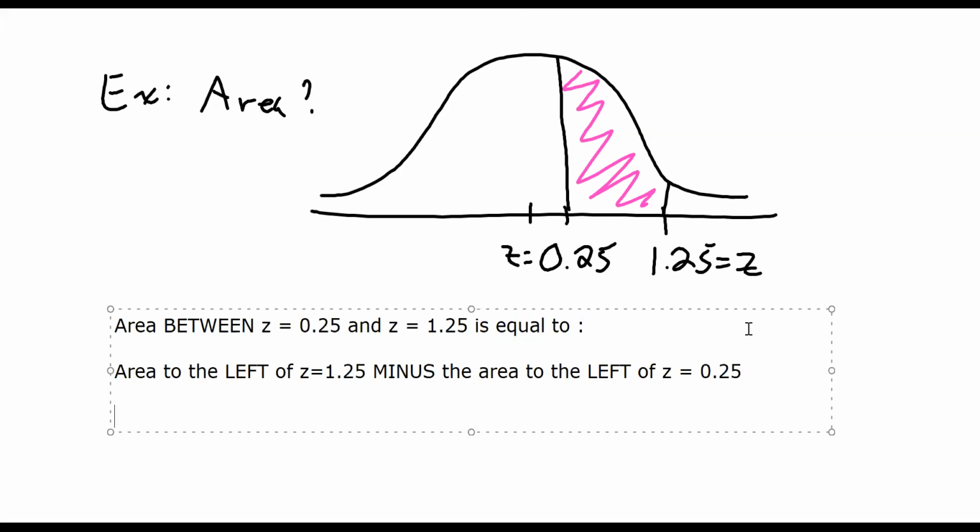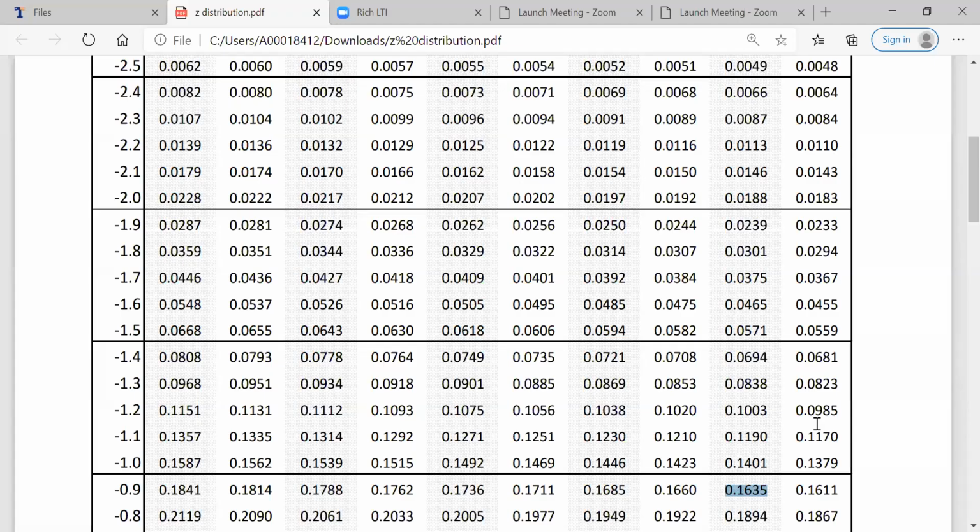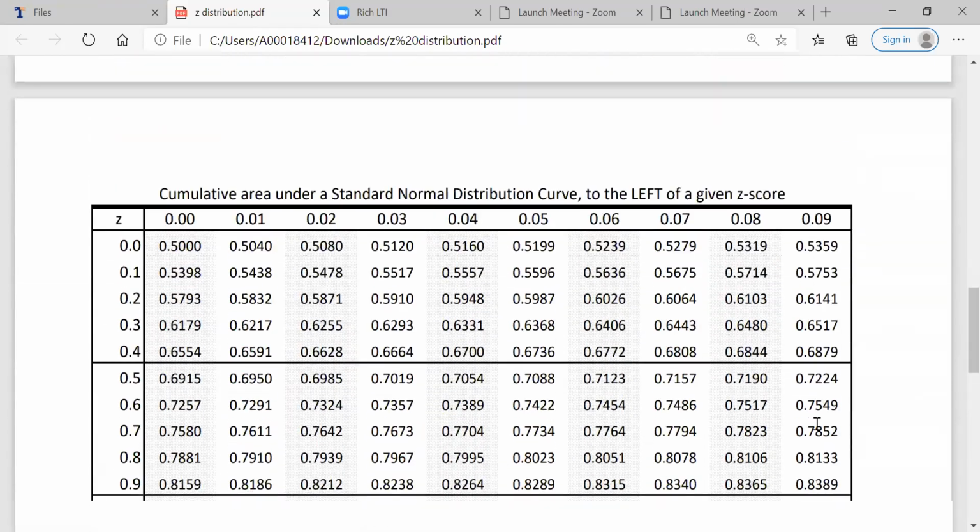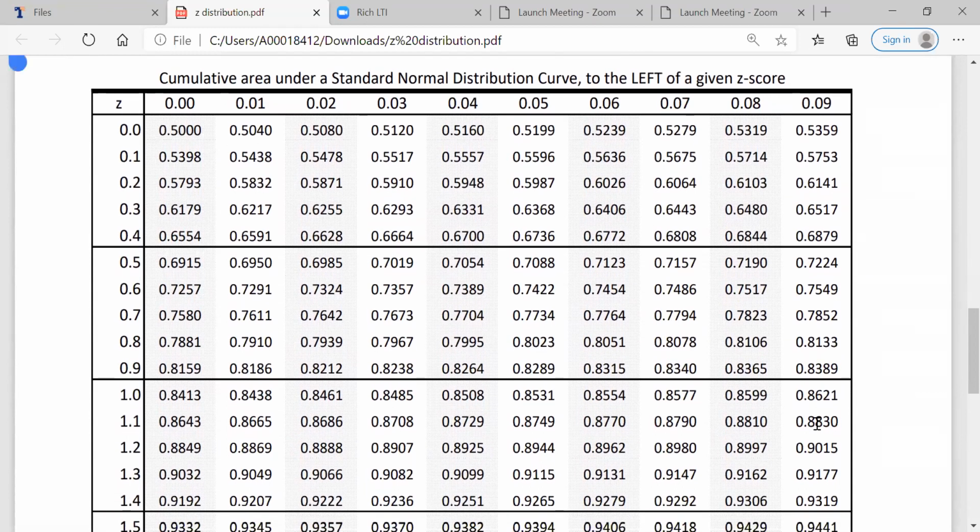All right. Let's start by looking up 1.25 because it'll be the larger of the two areas. If we go to 1.25 on the z-chart, I have to go to the second page. And we can actually see it right here, 1.2. Then the fifth column is this one here. Go down to where they intersect. It looks like it's right here at 0.8944. So let's go ahead and write that down. 0.8944 is the number.